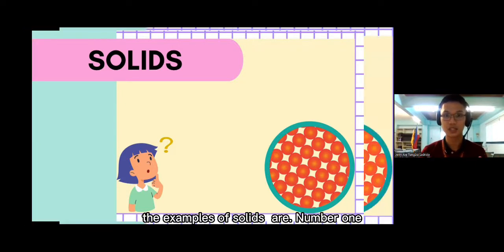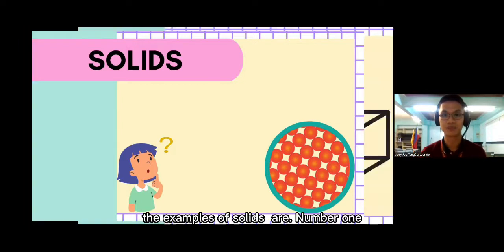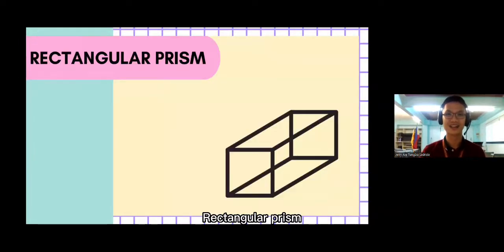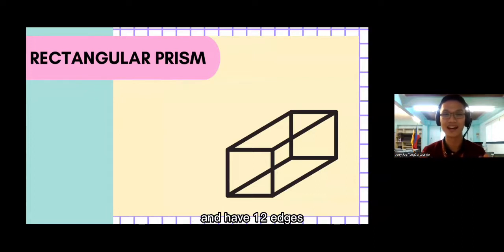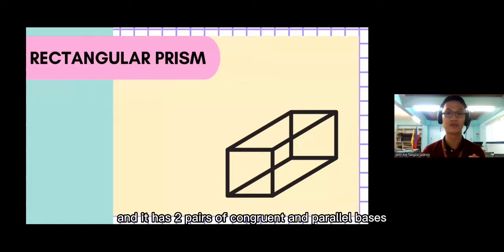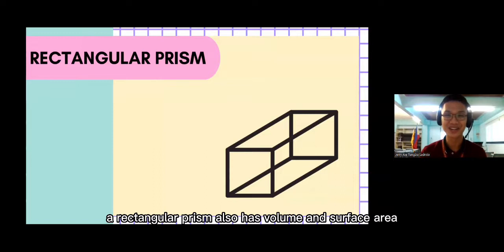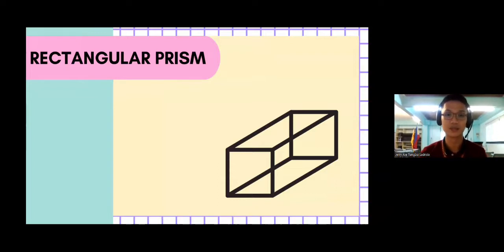The examples of solid shapes are: number 1, rectangular prisms. A rectangular prism is a polyhedron with two congruent and parallel bases. It is called a cuboid. A rectangular prism has 6 faces, all in rectangular shapes, and 12 edges, and it has 2 pairs of congruent and parallel bases like a 3-dimensional shape. A rectangular prism also has volume and surface area. A rectangular prism is also known as a cuboid.